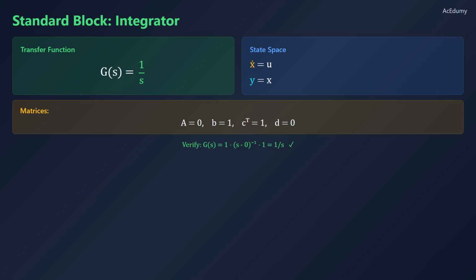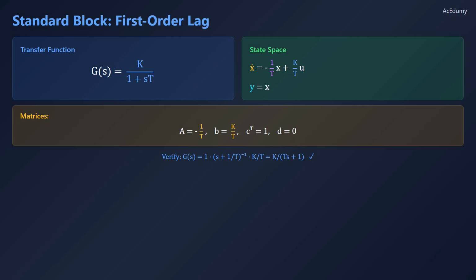Now let us find the state space models for standard transfer function blocks. First, the integrator with G(s) equals 1 over s. The state equation is x dot equals u and the output is y equals x. So A equals 0, B equals 1, C transpose equals 1 and D equals 0. Applying the formula, G(s) equals 1 times the inverse of s times 1, which gives 1 over s. Confirmed.